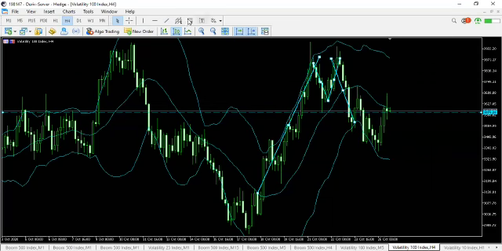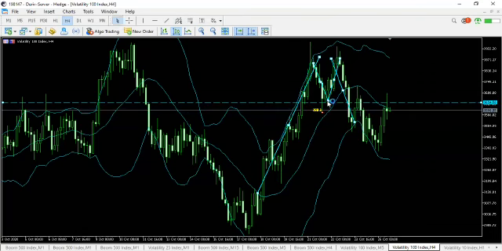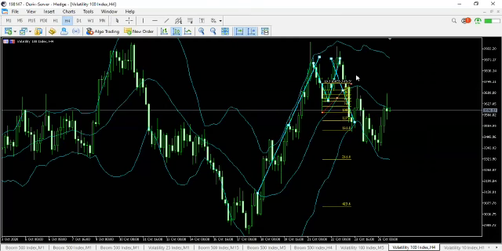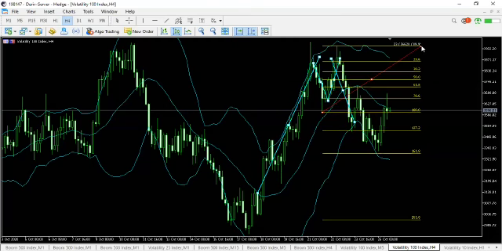Now, how do we draw the Fibonacci? On your laptop, you come over to where this F is, draw the Fibonacci retracement. You click it, and then you place it at the neckline. If you are drawing an M, you place it at the neckline, and you pull it up like that, in such a manner that you have the zero at the top and it graduates downwards like that.